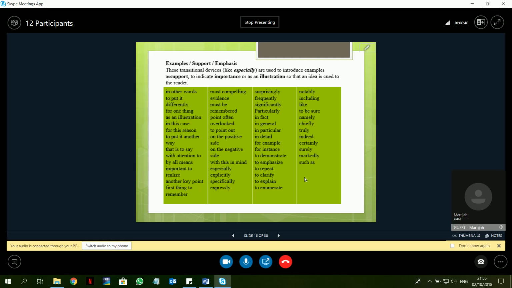Examples support or emphasize. These transitional devices, like especially, are used to introduce examples, to indicate importance as an illustration so that an idea is cued to the reader. Jadi ini untuk memberikan contoh. For example, in other words, to put it differently. For one thing, as an illustration. In this case, ada banyak lagi. Ada yang mau membacakan?